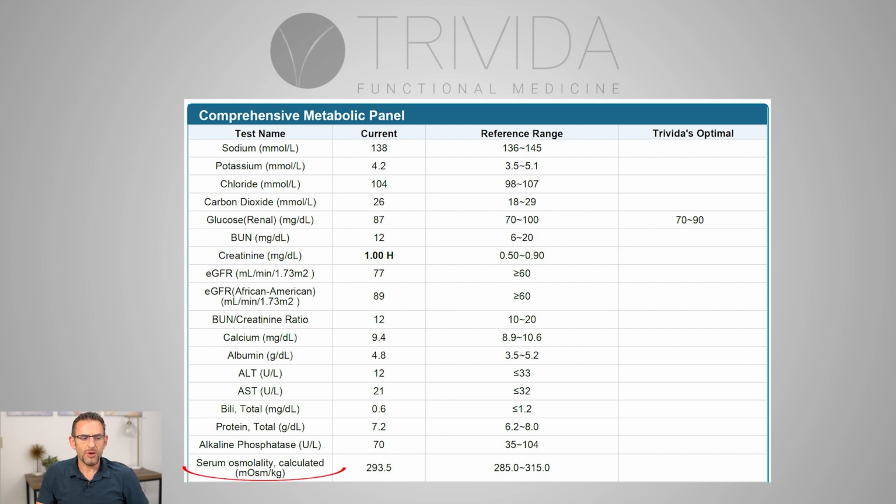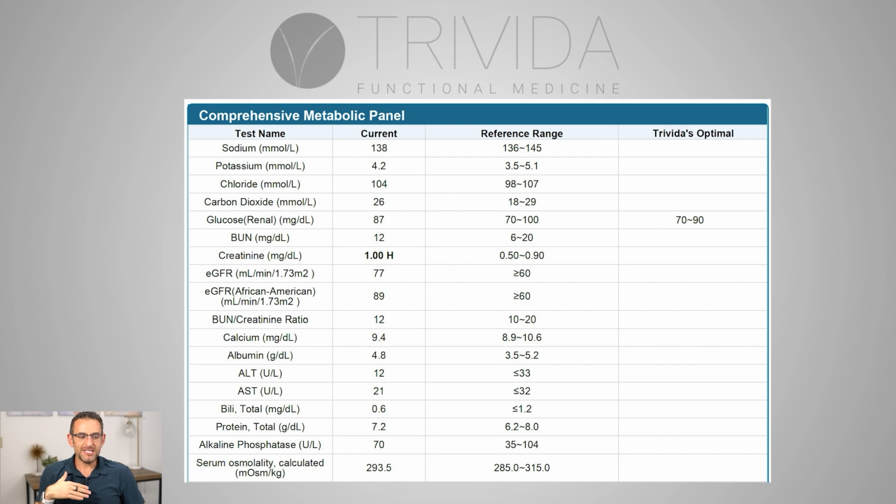And then serum osmolality. What that basically means is, and I equate this to oil viscosity, right? How thick is your blood? Serum osmolality is a combination of all these different things: sodium, potassium, chloride, carbon dioxide, glucose, urea nitrogen, all these different liver markers all combined into your blood.